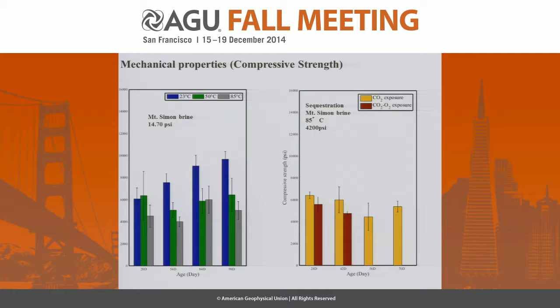Also, when we look at the compressive strength, we can see that at a higher temperature, the compressive strength is much lower compared to that at a lower temperature.